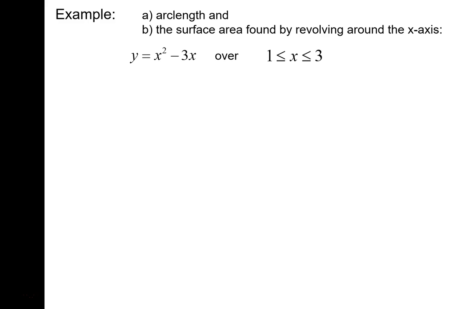Let's try this one. They want to find two things, the arc length and then the surface area found when this is revolved around the x-axis. So we've got the function y = x squared minus 3x, and they want us to limit it to the interval x is 1 to 3. You're going to draw a picture before you do anything else. Make sure you make a sketch. Let's start with the arc length.